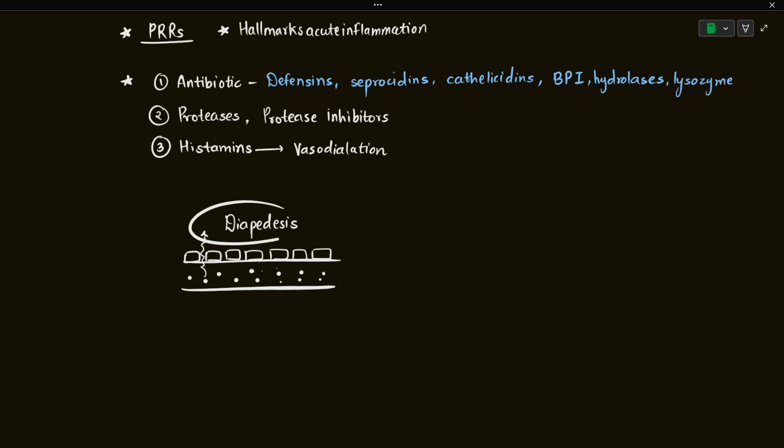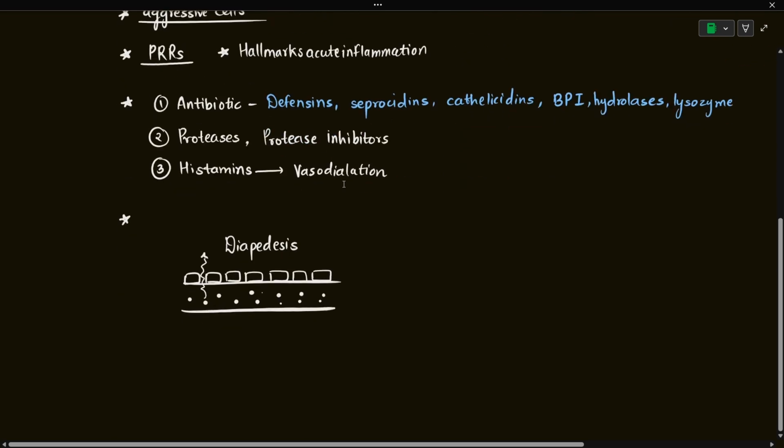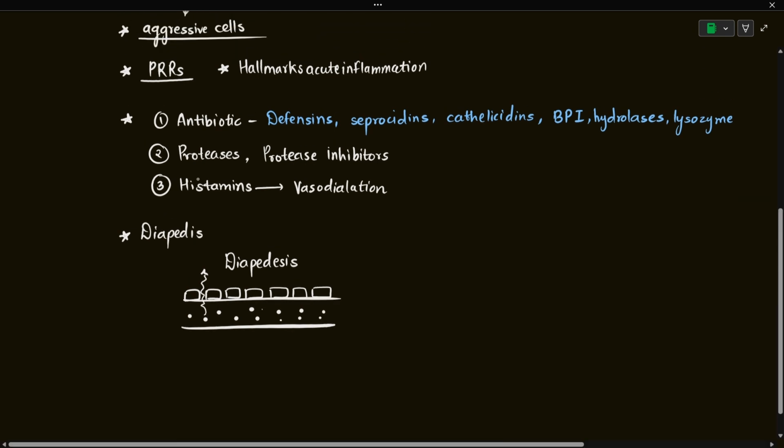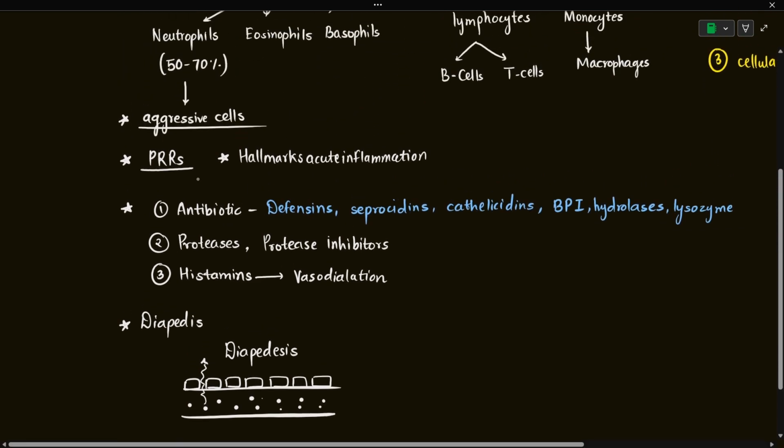So this phenomenon of the migration or movement of the cells from the blood vessels to the tissue without rupturing blood vessels is known as diapedesis. This is a characteristic of the neutrophils. But not just neutrophils have the diapedesis quality. Other cells of the immune system also show diapedesis. So diapedesis is the next characteristic of neutrophils.